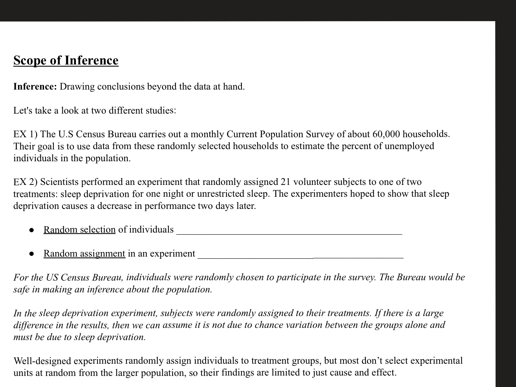Our second example says scientists performed an experiment that randomly assigned 21 volunteer subjects to one of two treatments: sleep deprivation for one night or unrestricted sleep. The experimenters hope to show that sleep deprivation causes a decrease in performance 2 days later. So when we're looking here, there is a difference in what kind of inferences we're allowed to draw. If there was a random selection of our individuals, it allows inference for the population.